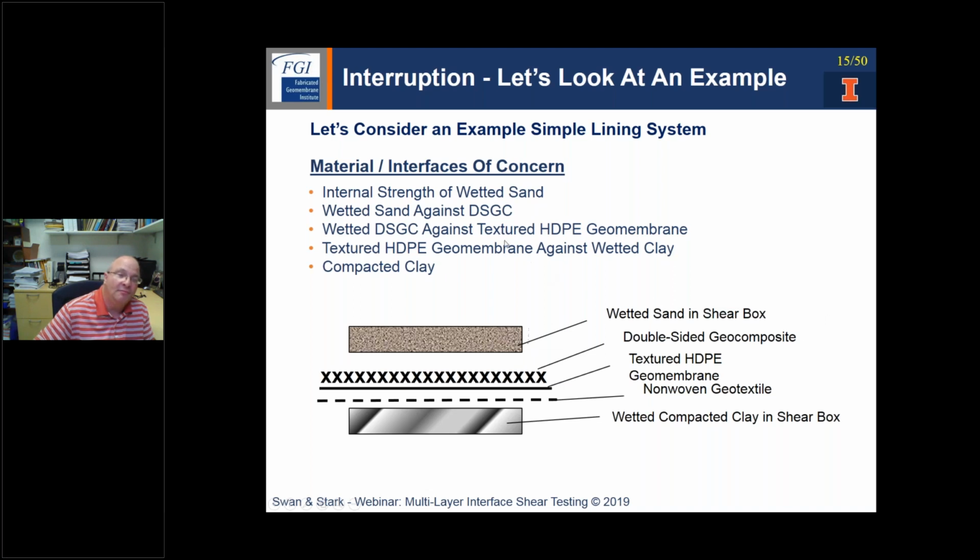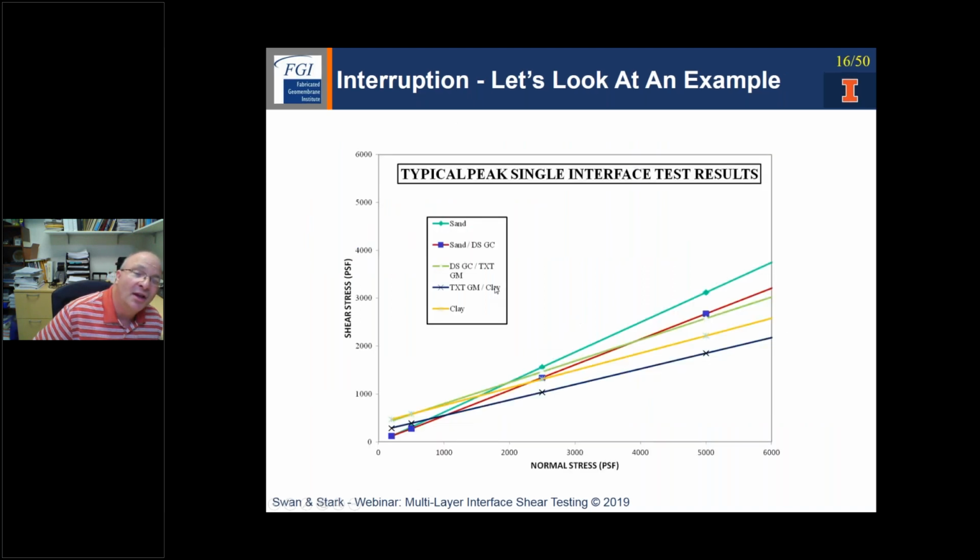would be to have it such that we had the internal strength of the sand, a wetted sand to geocomposite interface, wetted composite to textured geomembrane against wetted clay, and the internal strength of the clay. So what I did was I picked typical results for the single interfaces from all of those that I just described using It-Cavus-Engine's data to show you that if we were to put them all in a composite way, we could clearly see from a peak point of view where the weaker planes are as a function of normal stress and how they may change.